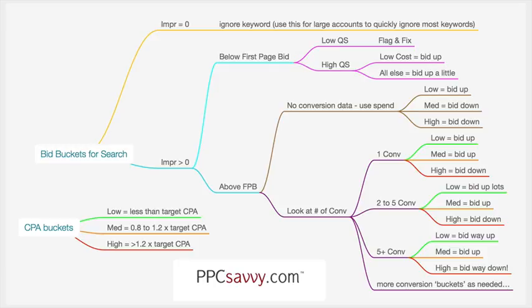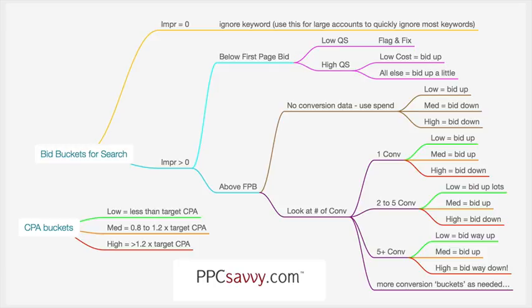Then I'm going to look at the first page bid estimate. If my bid is currently below that, we split by quality score. And again, I'm not putting absolute numbers on this because it depends on your particular situation. For a brand campaign, a low quality score might be a 6. For a regular non-brand campaign, low might mean 3, or you might only want to apply this to the 1s and 2s.